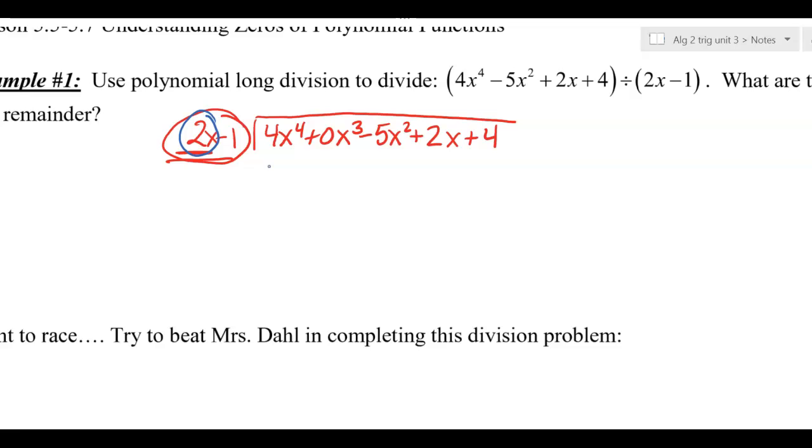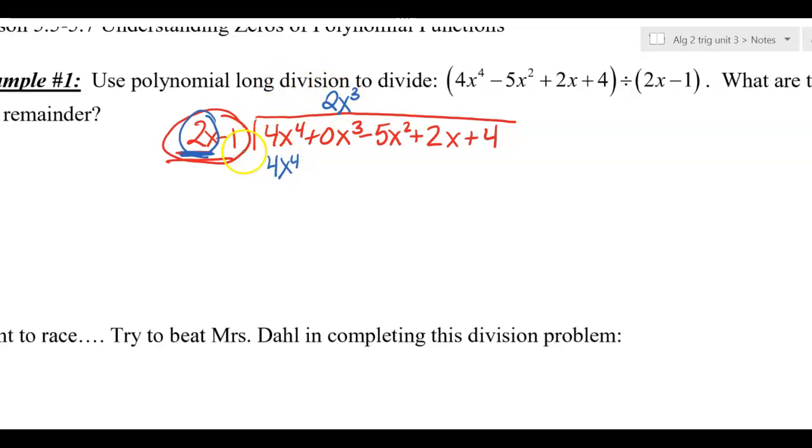Sammy? 2x to the third. Is that okay with everybody how I'm making that decision? So I'm deciding something here that I know is going to multiply the 2x minus 1. But my focus is that when it multiplies this first piece, it makes exactly the first piece there. So I choose 2x cubed because 2x cubed times 2x makes 4x to the fourth.